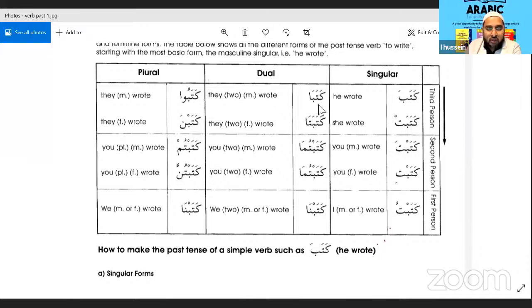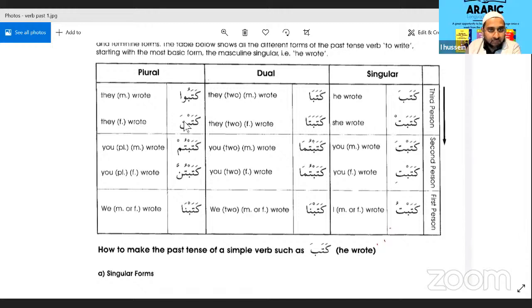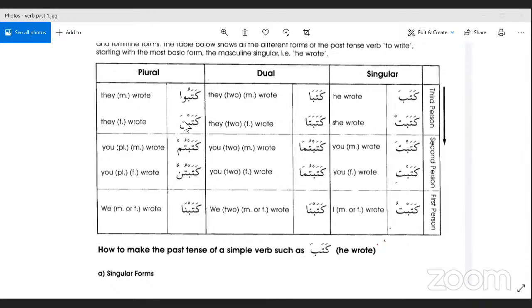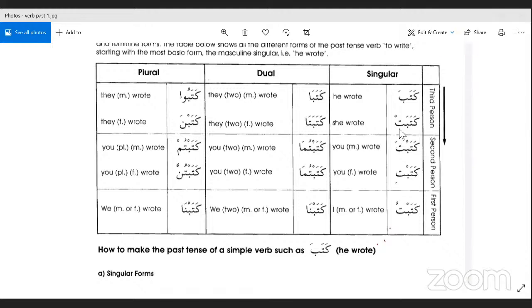I want you to do all of the six now, Sister Samina. Okay, Bismillah ar-Rahman ar-Rahim. Kataba, singular, he wrote. Kataba with an alif is dual for two males. Correct. They wrote. And katabu for more than dual males, they wrote. Excellent. Katabat for singular female, she wrote.